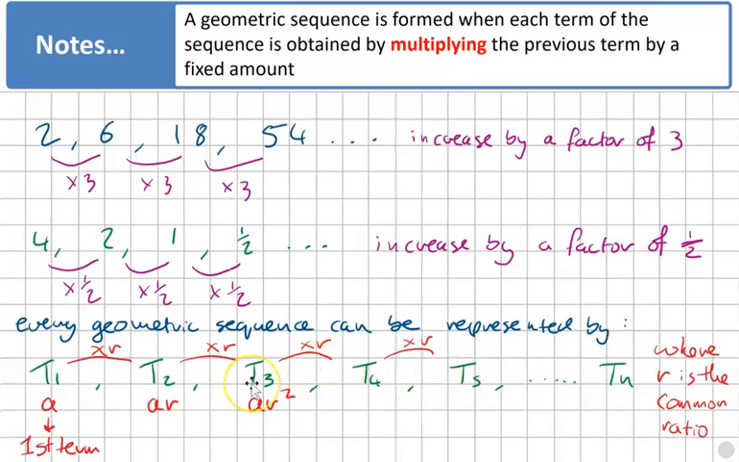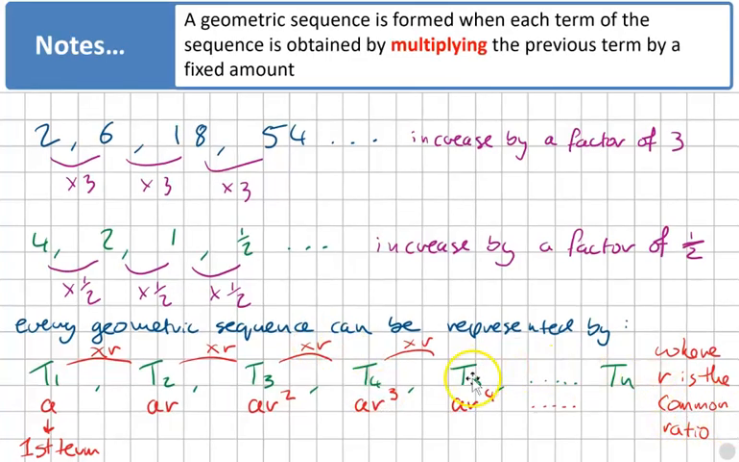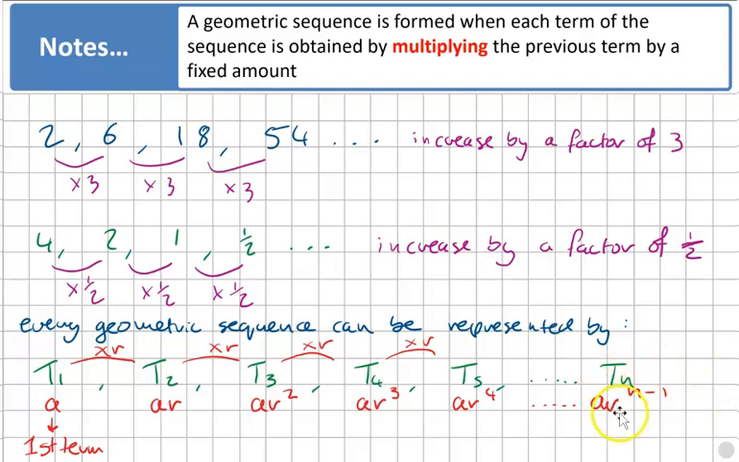Term 3 is going to be the previous term, which was ar, multiplied by another r, so that gives us ar squared. Term 4 is going to be the previous term, which was ar squared, multiplied by another r, which is ar cubed. And term 5 is going to be the previous term, which was ar cubed, multiplied by another r, which gives us ar to the power of 4, ... up as far as ar to the power of n minus 1.